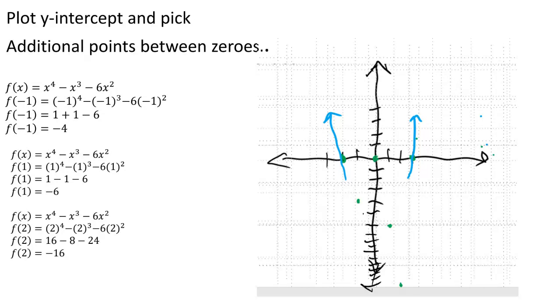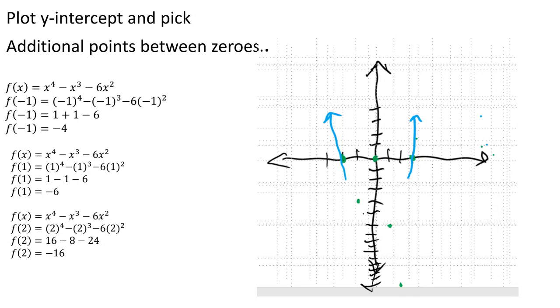Now, if you really want, yes, go ahead. Guys, if you have a question, go ahead and speak out or put it in the chat. So if we really want to see what's going on between our intercepts, we can pick additional points.